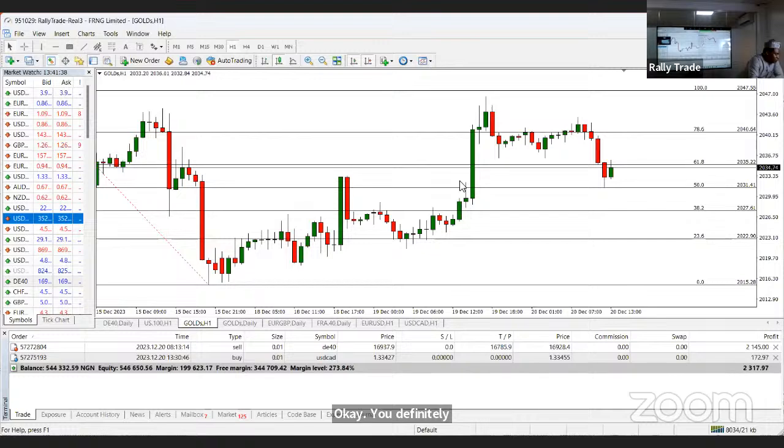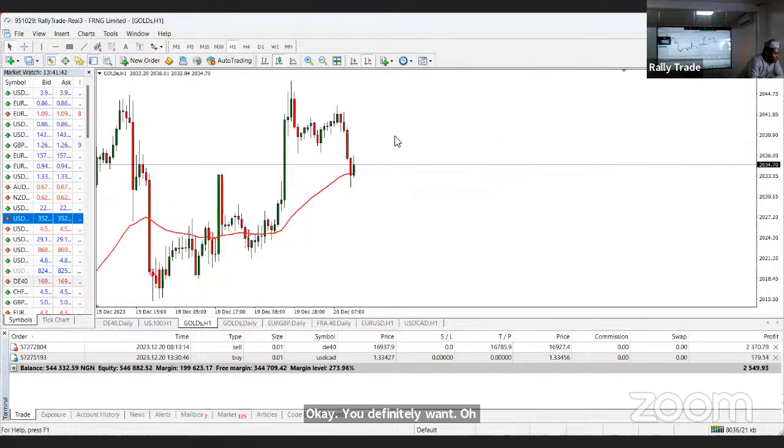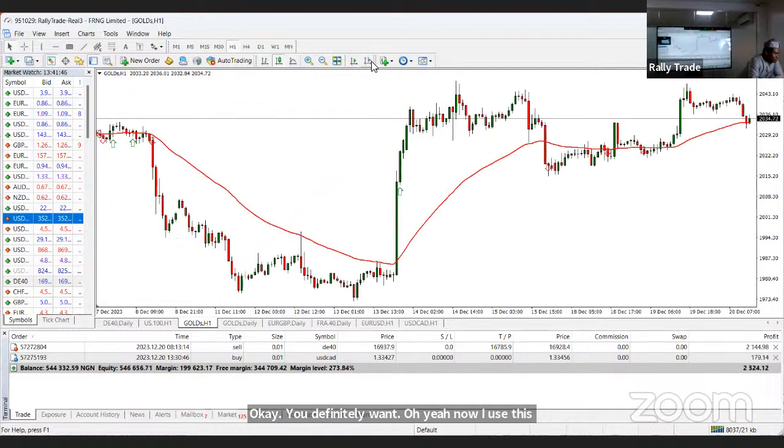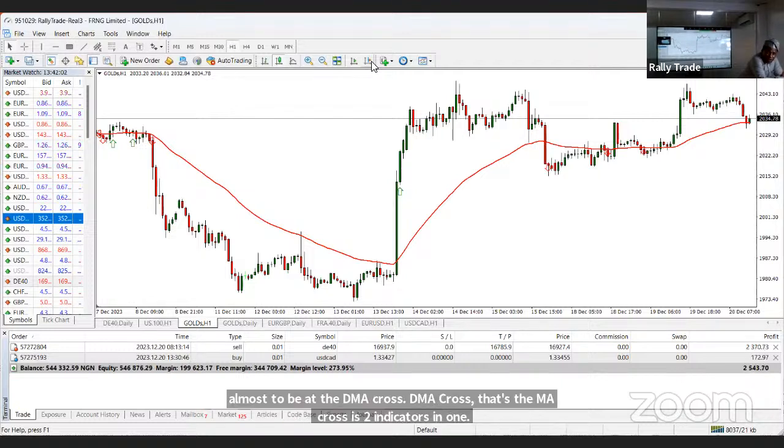Come here now and use it. EMA trend. Is this one more superior to your EMA cross? It's not more superior. That EMA cross is 2 indicators in one. It's 2 moving averages.